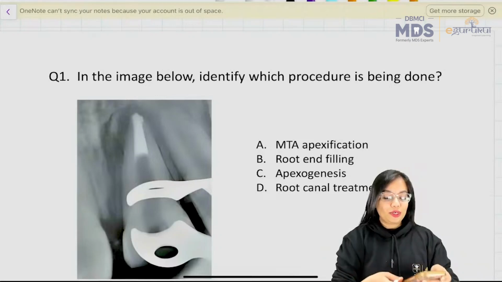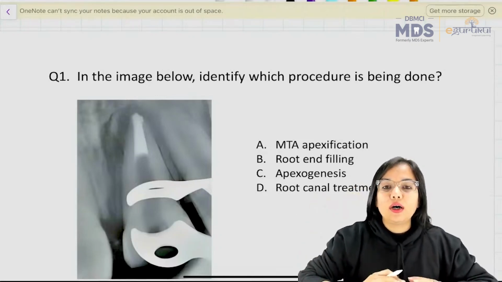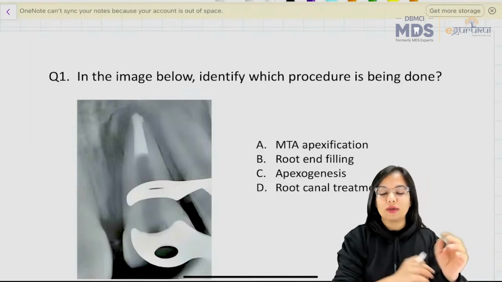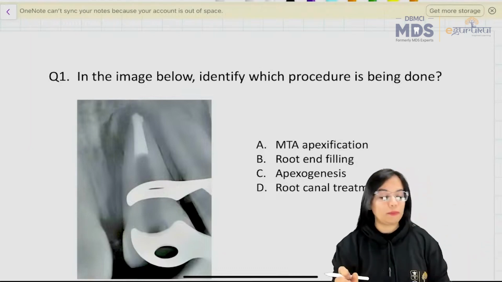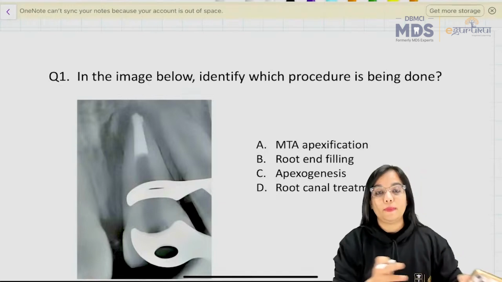Okay, so hello, and we are here to discuss a few previous year questions in this session of the topic pedodontics. All right, so yeah.